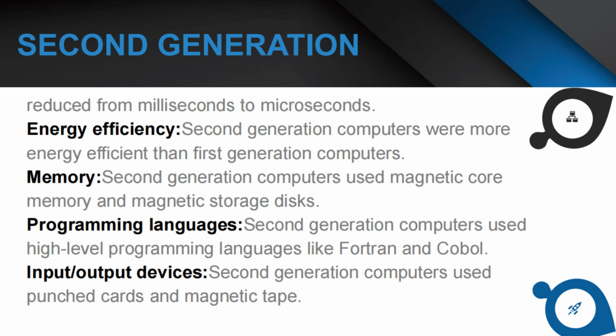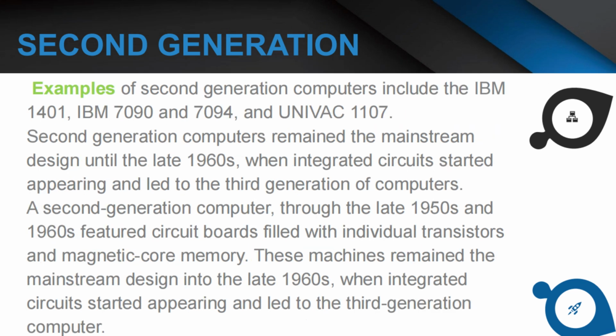Energy efficiency: second-generation computers were more energy efficient than first-generation computers. Memory: they used magnetic core memory and magnetic storage disks. Programming languages: they used high-level programming languages like Fortran and COBOL. Input-output devices: they used punched cards and magnetic tape. Examples include the IBM 1401, IBM 7090 and 7094, and UNIVAC 1107.